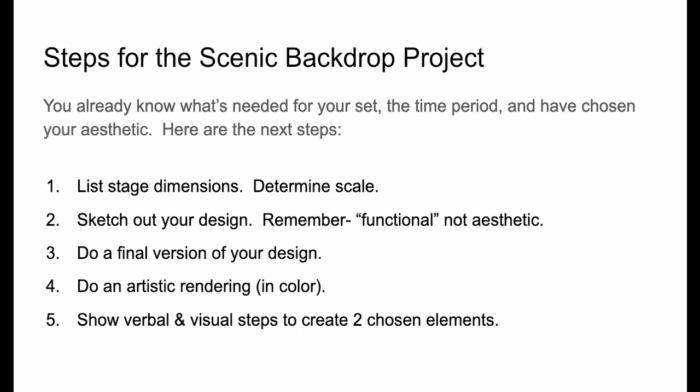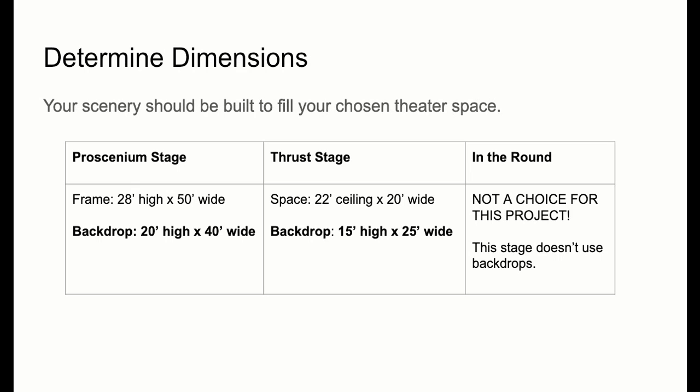Next steps, you're going to list stage dimensions for your backdrop and determine scale. You're going to sketch out your design. Remember, this should be functional, so it's serving as the set for the one act. And you're going to do a final version of the design and then an artistic rendering in color. I'm also going to explain a little more about what I'm looking for with verbal and visual steps for your two chosen elements.